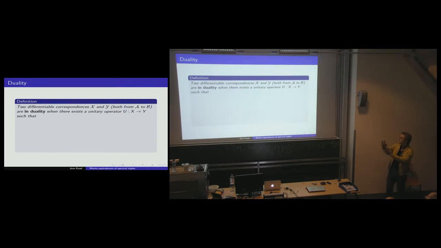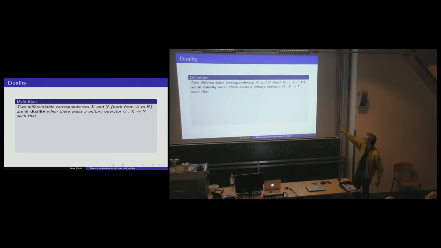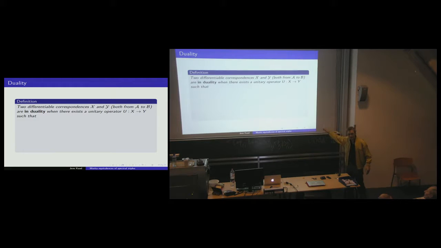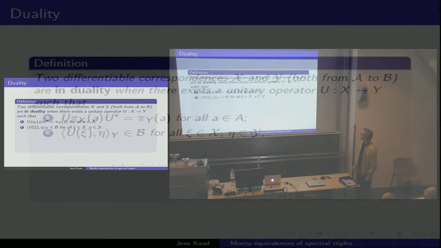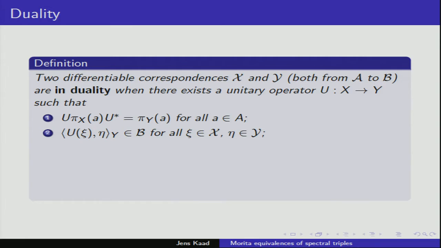So X has a C-star completion, which is this capital X, and Y has a C-star completion, which is called capital Y. These two, capital X and capital Y, are going to be unitarily equivalent. So I have this unitary operator between the C-star completions. Okay? And then there are conditions. Okay, first one is clear, just that U intertwines the left actions. That's okay. No surprise there. The second one is more interesting.